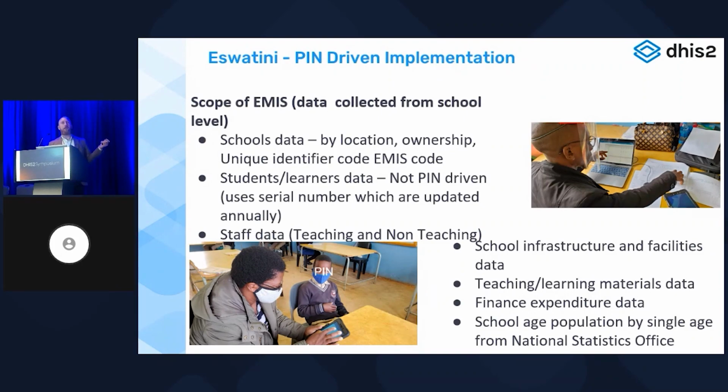Eswatini is interesting because here we're integrating with their national ID system in education. They have an existing national ID, and we're building that into their education. So as students move around the country, as they go from school to school, maybe they transfer, it's easier to track student movement as well. So we're getting that kind of interesting dynamic to the data.